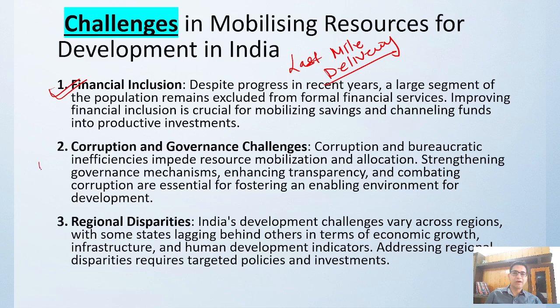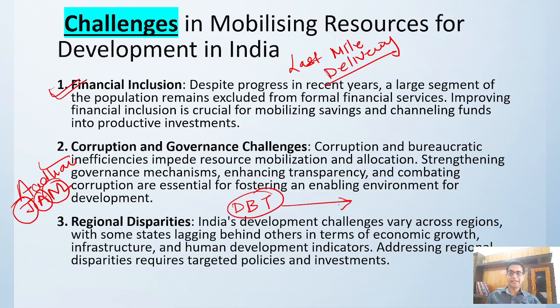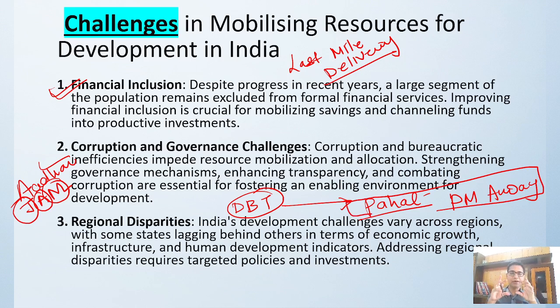Huge corruption and governance challenges are there. Though with Aadhaar, the JAM Trinity model, you know the JAM Trinity model, Jan Dhan, Aadhaar, and mobile, we are able to govern things properly. Right now direct benefit transfers are happening to the bank accounts of the people. The government is directly sending money under the Pahal scheme, the LPG scheme, then the PM Awas Yojana. For all these, the money goes directly into the bank account. So this is a highly directed way of resource mobilization.